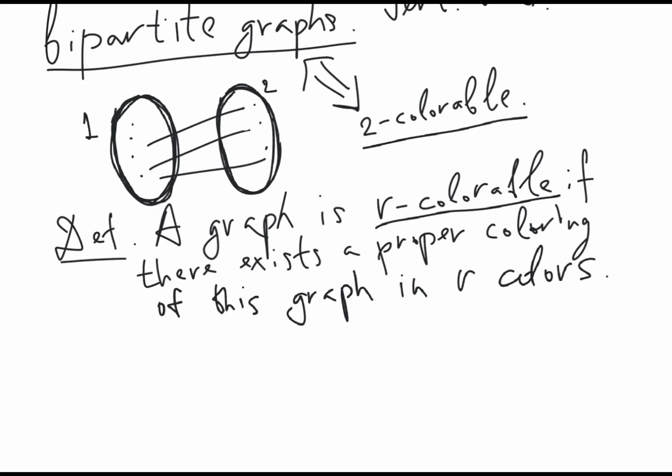So for bipartite graphs, the chromatic number is less or equal to 2. Bipartite graphs are exactly the graphs for which the chromatic number is less or equal to 2.